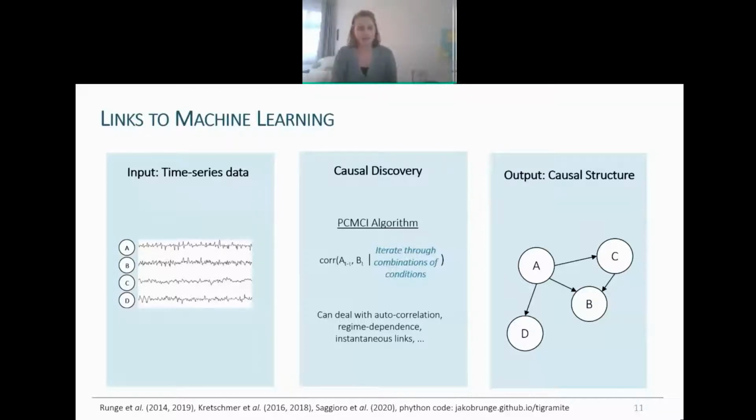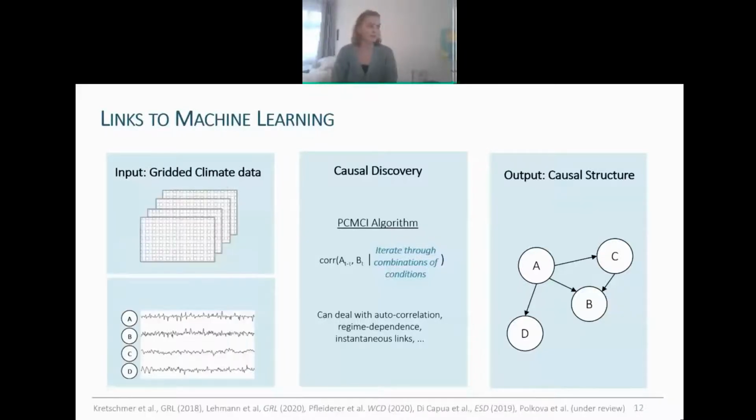And this is also expanded more and more. It can, for example, deal with autocorrelation, but also with different regime dependencies, instantaneous links, etc. And I suggest you follow the work by Jakob Runge for the code and tutorials.